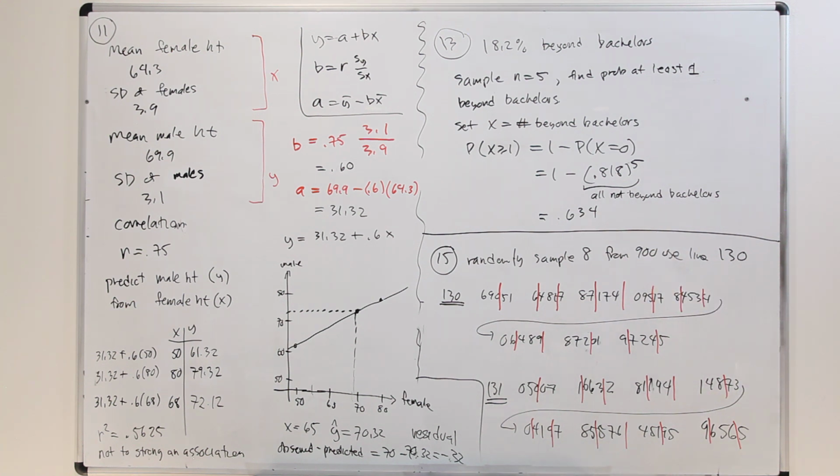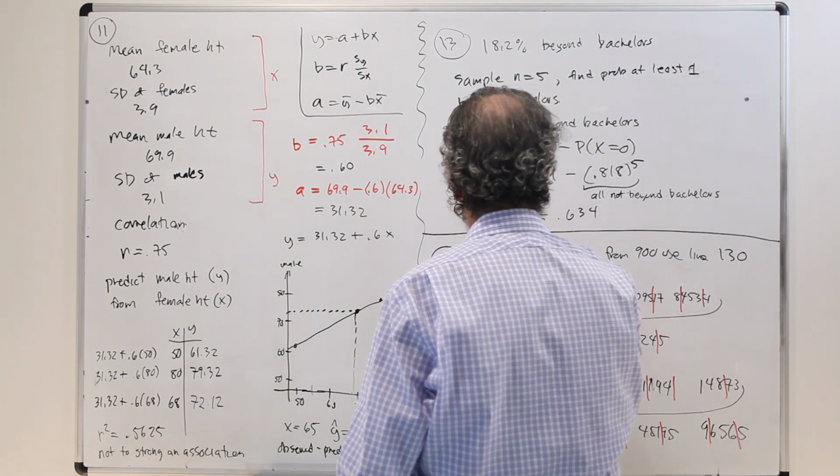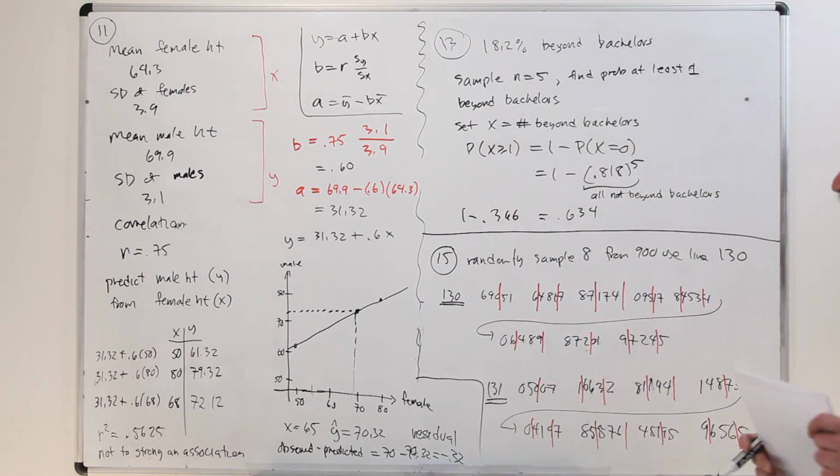So 0.818 to the 5th power, my calculator's here, just to double check that. 0.818 to the 5th power is 0.366. One minus 0.366 is 0.634. Correct. Okay. And then we're on to number 15.